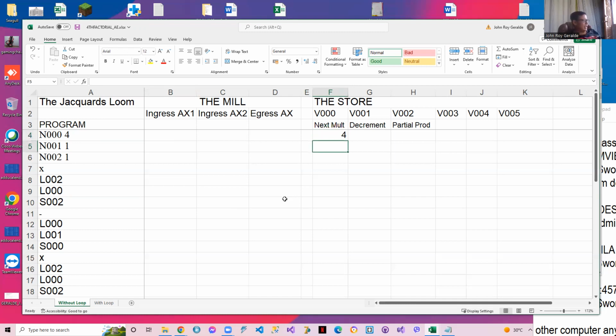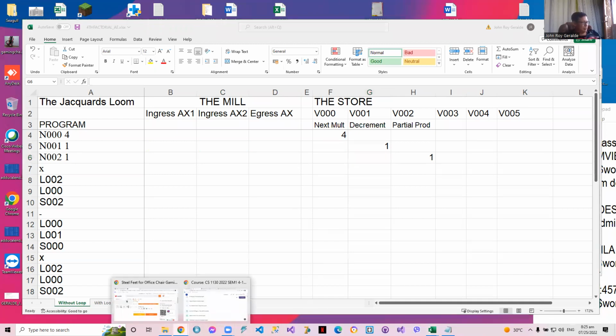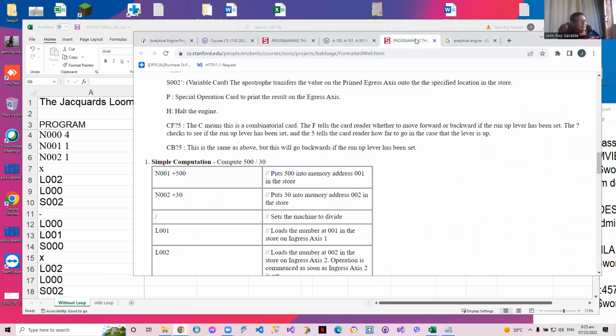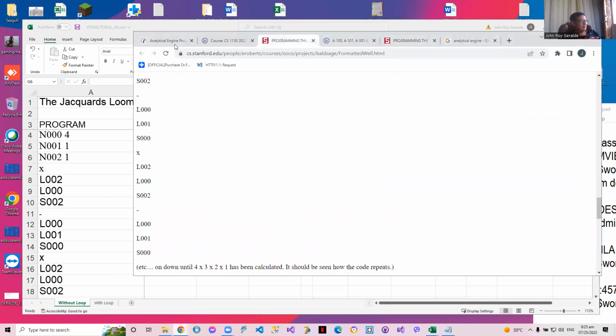Okay, when you say N001 is 1, this is the fixed decrement. Okay, and when you say N002 is 1, this is the first partial product. You follow? Okay, we are tracing how the mill and the store work. No? That is the same way that Ada Lovelace did. Her computation is a bit complicated.